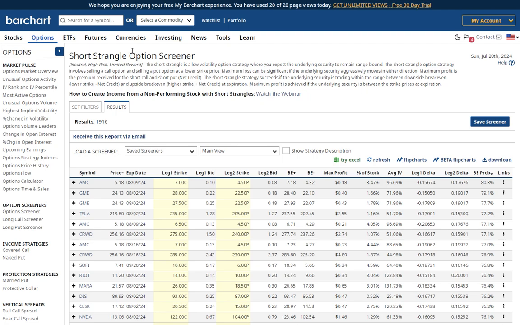The short strangle strategy succeeds if the underlying security is trading within the range between the downside break even, lower strike minus net credit, and the upside break even, higher strike plus net credit, at expiration. Maximum profit is achieved if the underlying security is between the strike prices at expiration. So this is an extremely advanced, extremely risky premium collection strategy. I don't condone this strategy at all. I don't use this strategy at all, and that's why I've never focused on it in this channel ever until today.